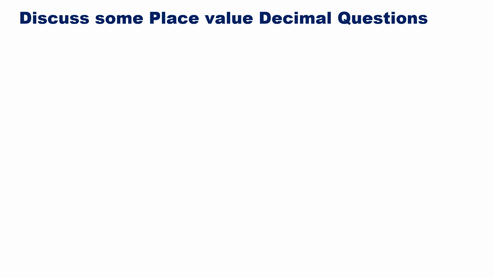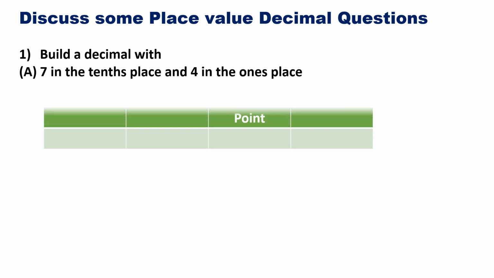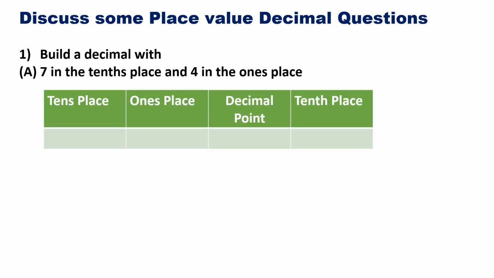Now we'll discuss some place value decimal questions. The question is, build a decimal with 7 in the tenths place and 4 in the ones place. If we get this type of question, we'll first make one chart like this: tens place, ones place, decimal point and tenths place. Then we'll go to the question. So 7 in the tenths place, so in the tenths place we'll put 7. Then before the tenths place, the decimal point will come. Then 4 in the ones place. So in the ones place, we'll put 4. So clearly we can see the number is 4.7.